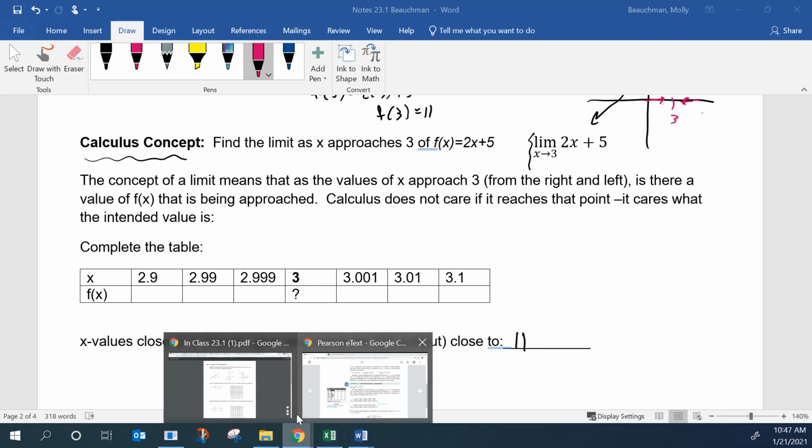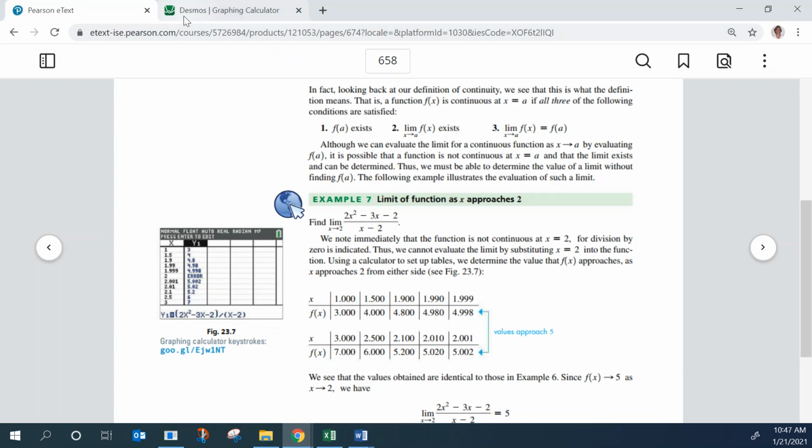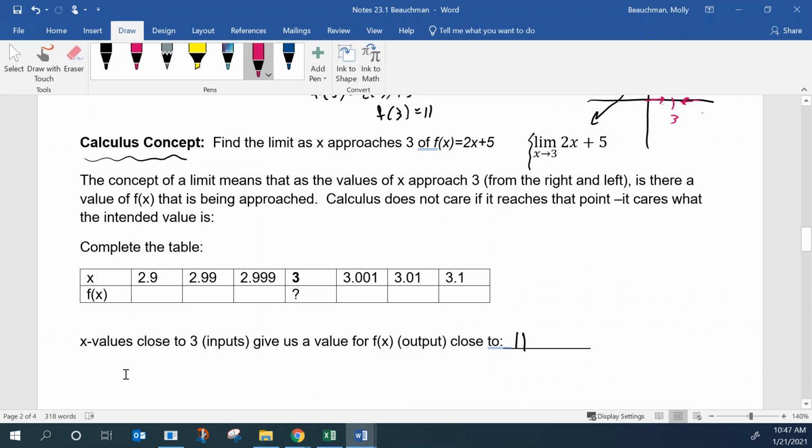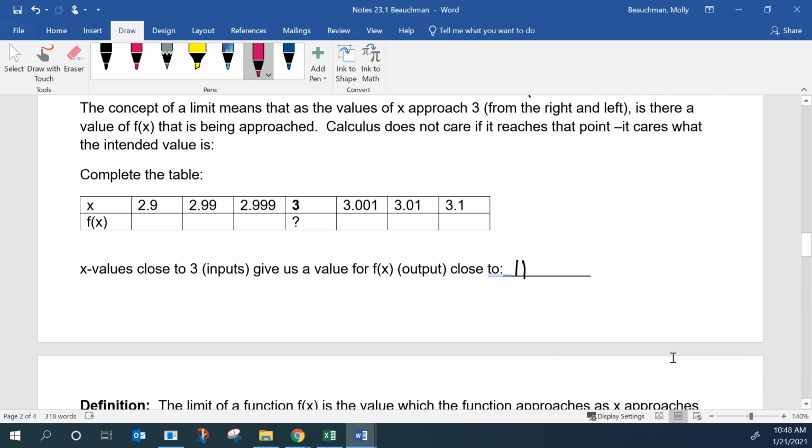So I type this into Desmos. We have f of x equals 2x plus 5, created a table, and as you put in 2.9, 2.99, 2.999, notice that the values get closer to 11. They're a little bit smaller. When x is greater than 3, 3.001, 3.01, the values are a little bit larger than 11. But the intended value for 3 is 11. So the x values close to 3 give us a value for the output that's close to 11.